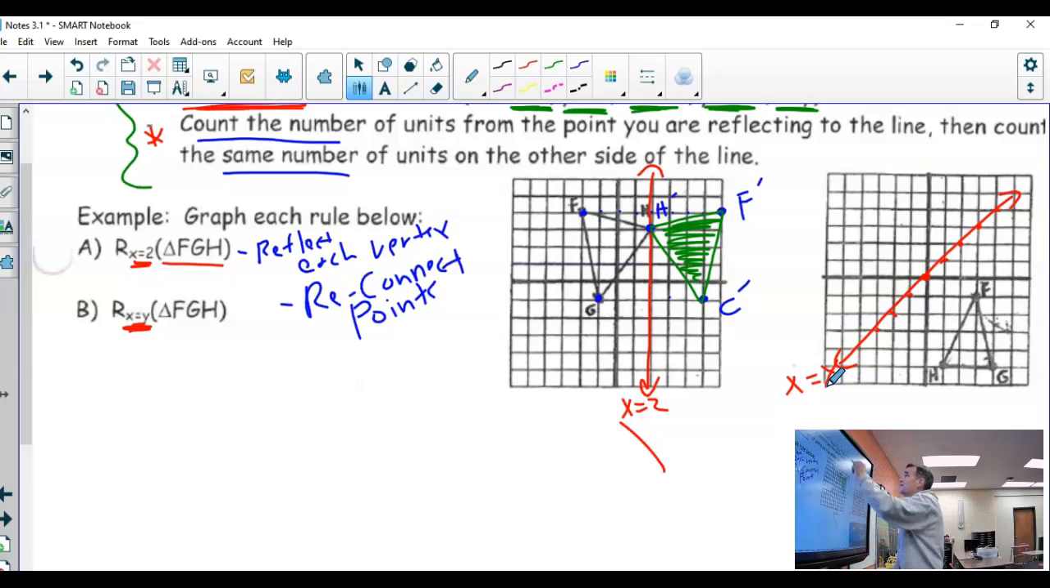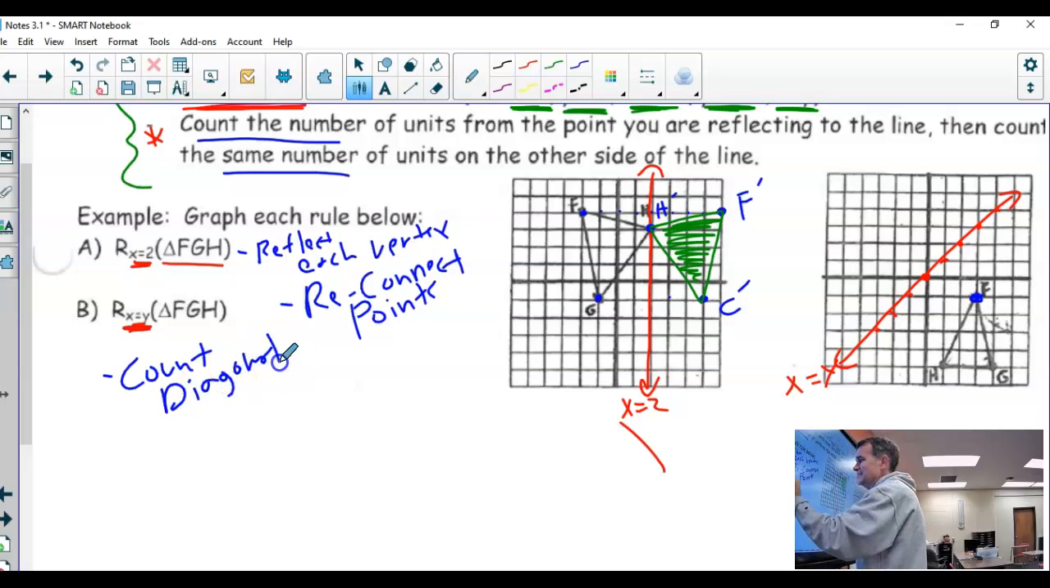So now when I take my vertices, which I'll put in blue, I need to count diagonally to the line. So it would look like this. 1, 2. It is 2 spots to the line. So I need to go 2 spots to the other side. And here's where F prime would be. H is pretty easy. It's 1, 2, 3 spots to the line. 1, 2, 3 diagonal spots to the other side.